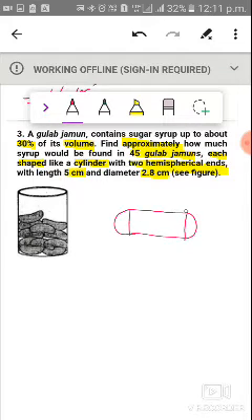Okay, so what was given, with length 5 centimeter, total length from this point to this point, the total length from this point to this point, the total length is given 5 centimeter. Okay, and the diameter is 2.8 centimeter. Diameter is 2.8 centimeter. This is given 2.8 centimeter.